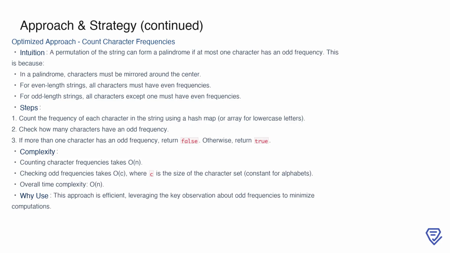The efficiency of this method is clear. Counting character frequencies takes O(n) while checking for odd frequencies is O(C), where C is the size of the character set, which is constant for alphabets. Thus, the overall time complexity is O(n). This approach is both time efficient and easy to understand, making it a strong candidate for solving the problem.